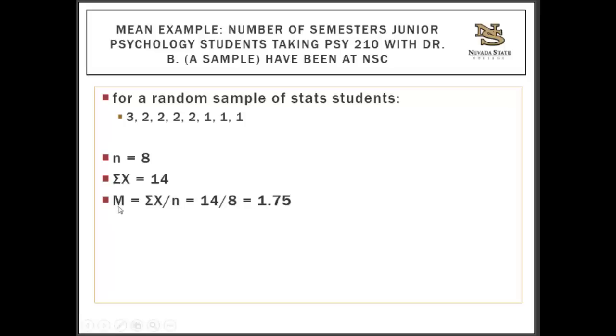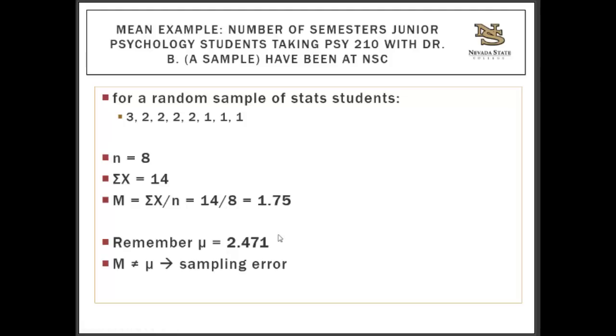Notice that M represents mean, just a plain old M, not the fancy mu, because we are working with a sample. You'll also see there's a lowercase n in the denominator here to represent sample size. So you just add all the scores together, divide it by how many scores you had, and you get 1.75. Now remember, the mean for the population was 2.471, and there's a difference between the sample mean and the population mean, and that's an example of sampling error. So there's just a difference between the two.